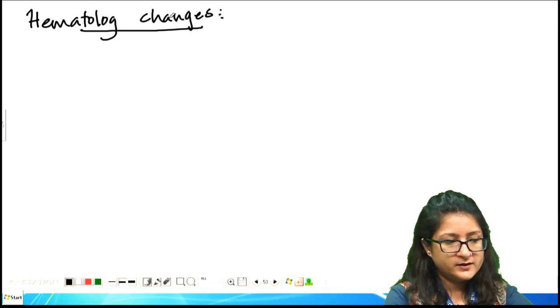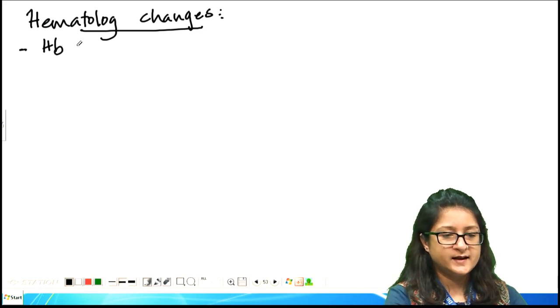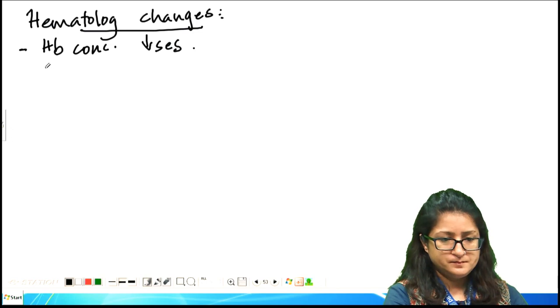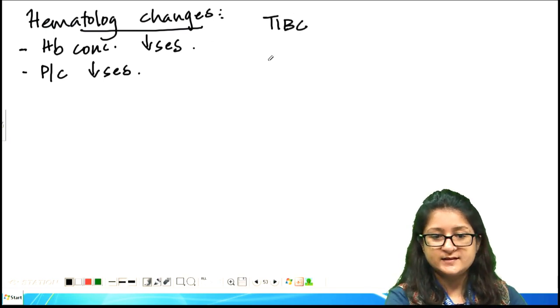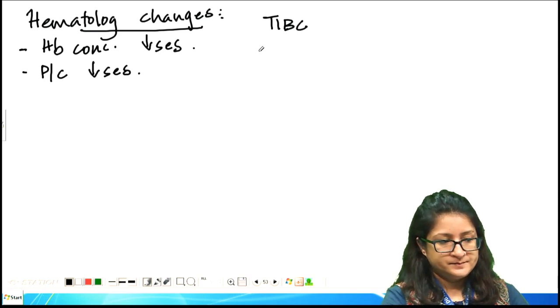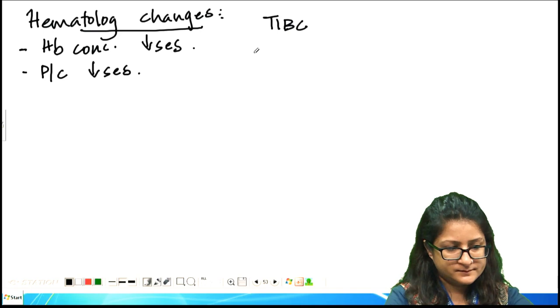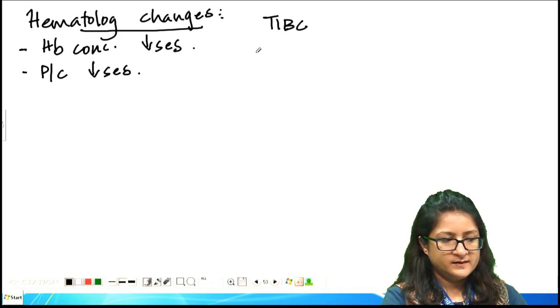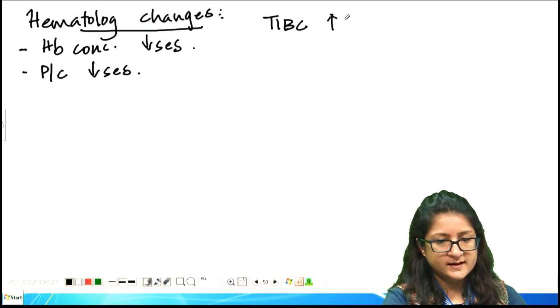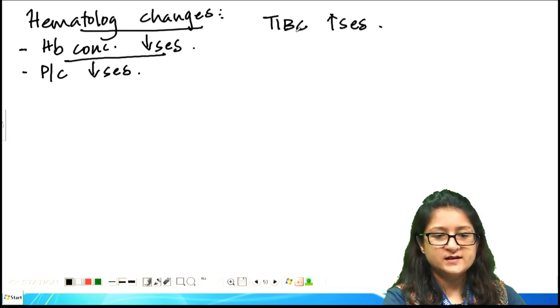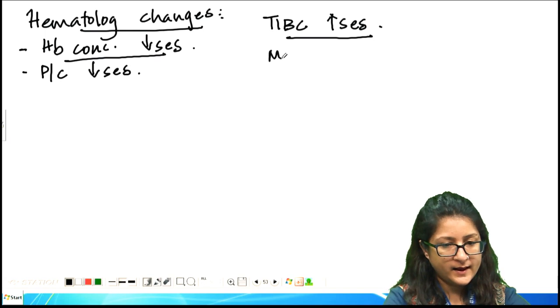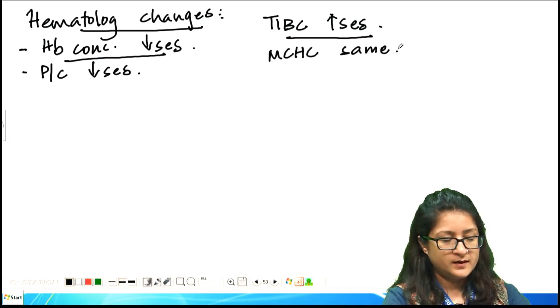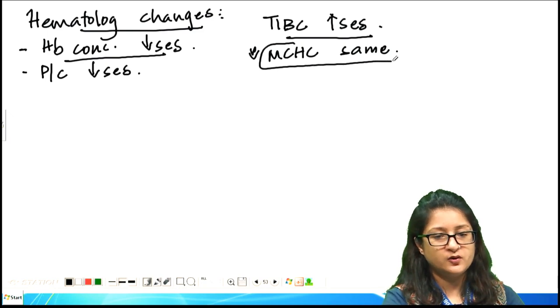Okay, talking about the hematological changes, we discussed that the Hb concentration decreases, the platelet count also decreases, right? These are the two things that decrease. Remember that the total iron binding capacity increases. So Hb concentration decreases, total iron binding capacity increases, but your MCHC, mean corpuscular hemoglobin concentration, remains the same.